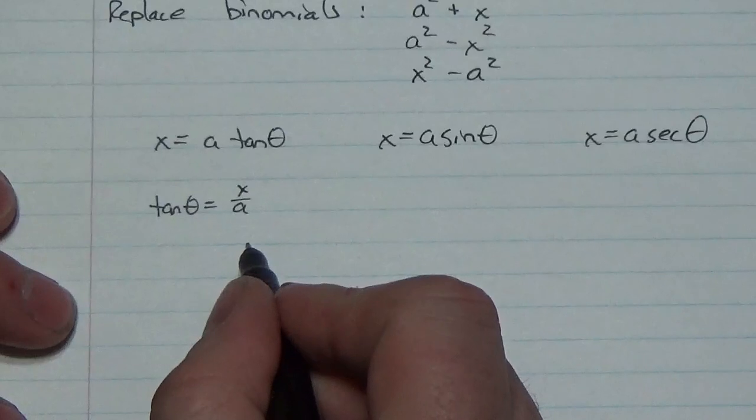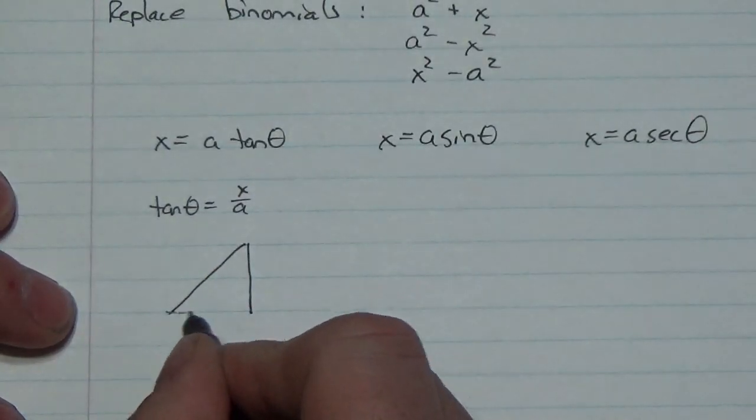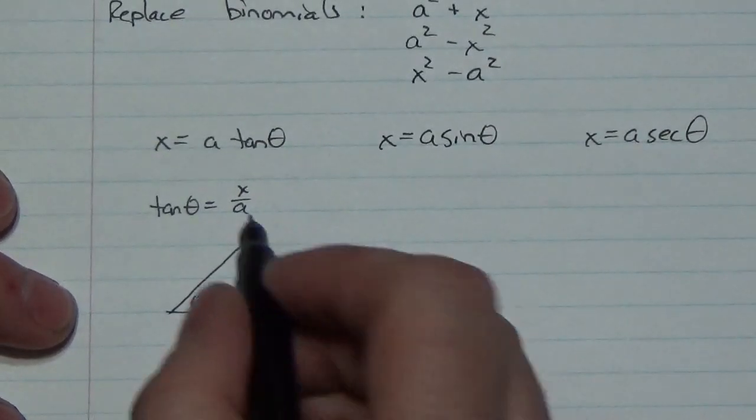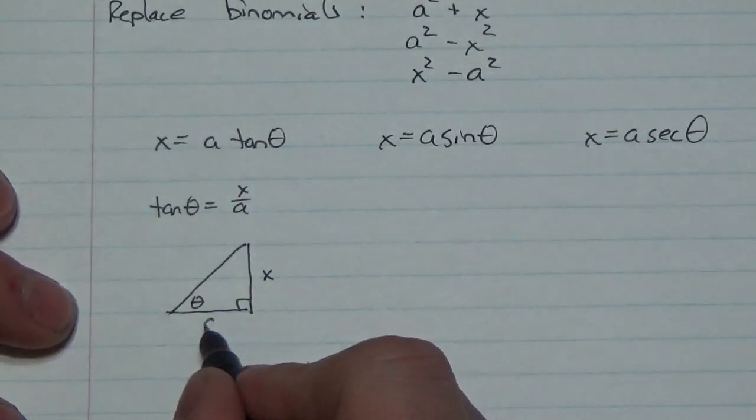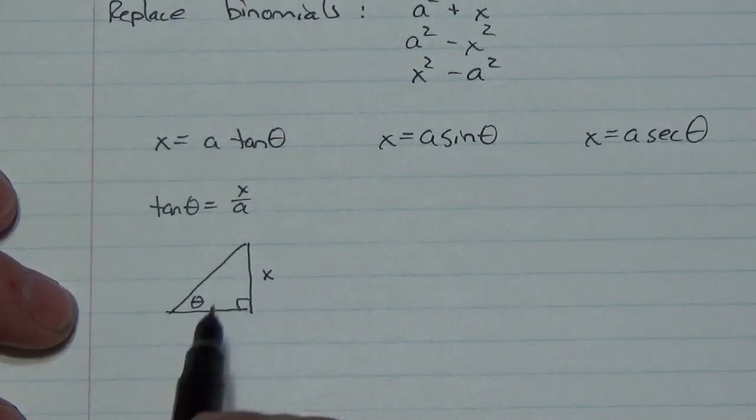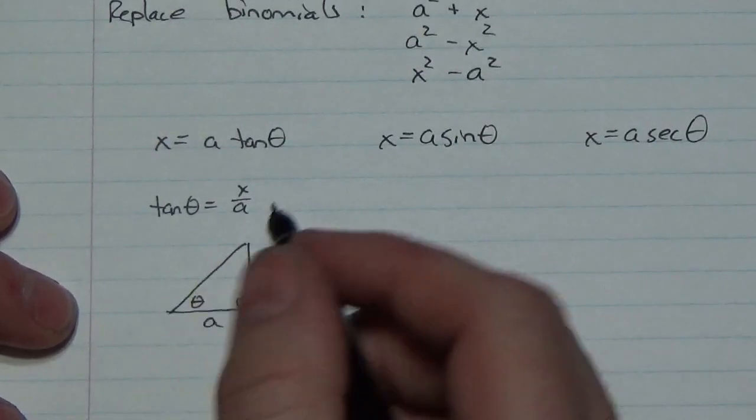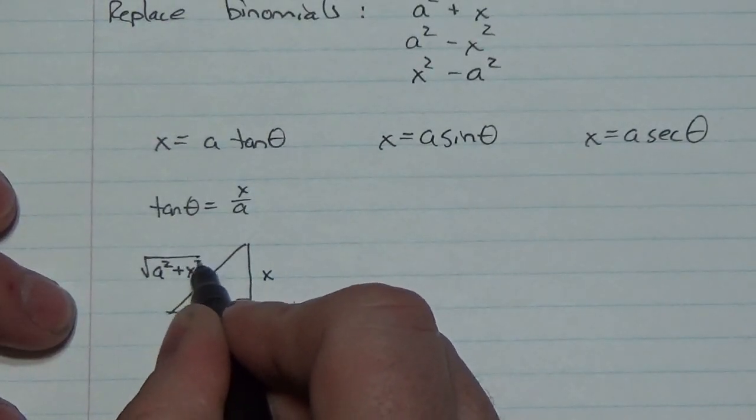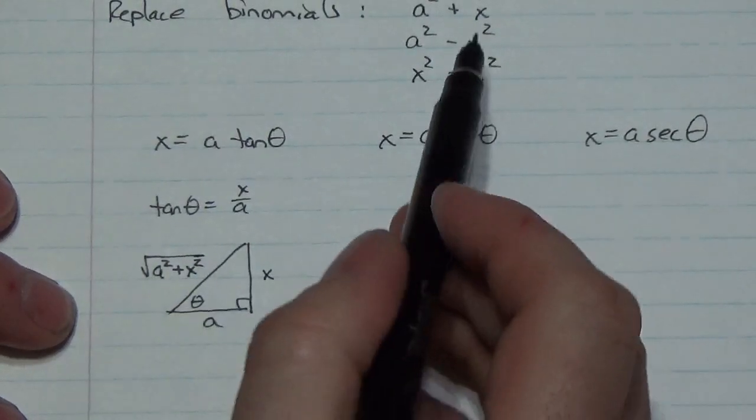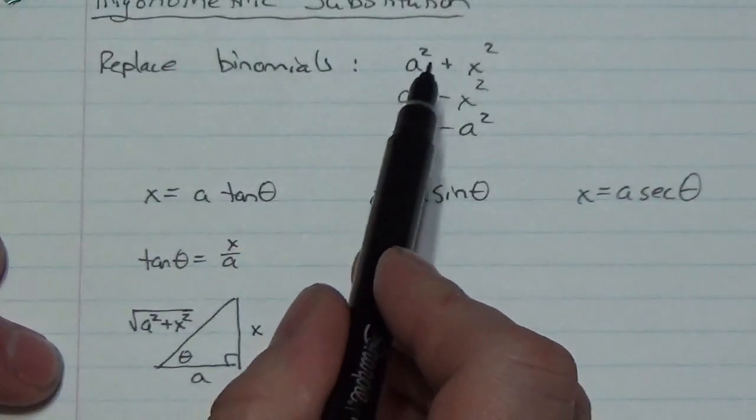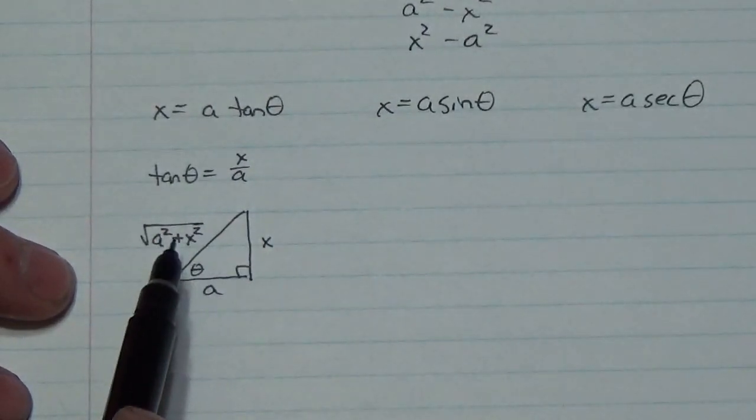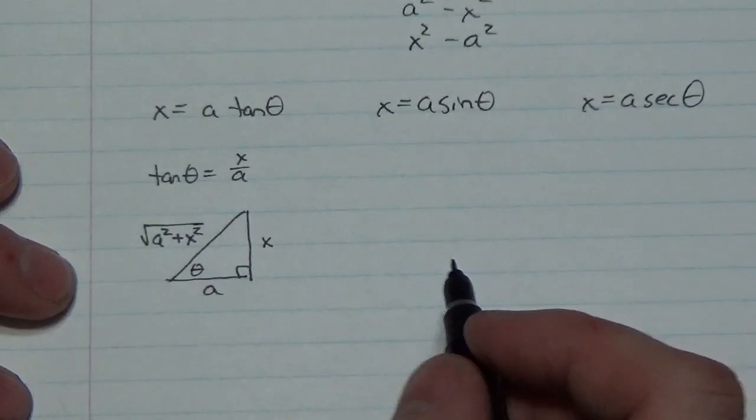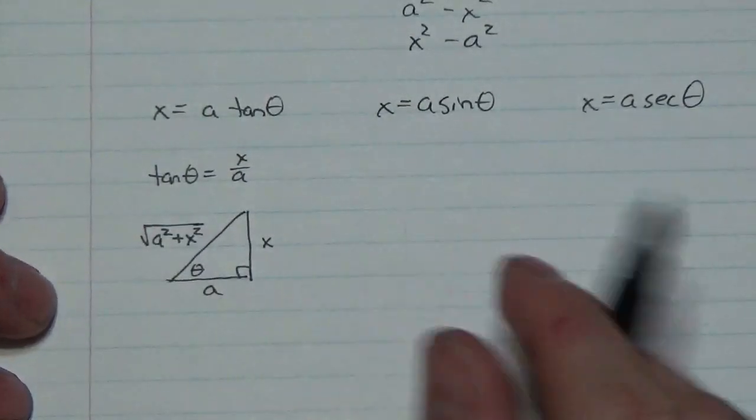But let's put this in a different context. Let's take a quick look at that triangle that's being described here. Here's our right angle triangle. If this is theta, tangent is opposite over adjacent. When we put those together and use the Pythagorean theorem to get the hypotenuse, we get that the hypotenuse is the square root of a squared plus x squared. Well, there it is. There's that binomial popping out, that a squared plus x squared. So now there's this little link between tangent and that expression right there. It's still part of that triangle.